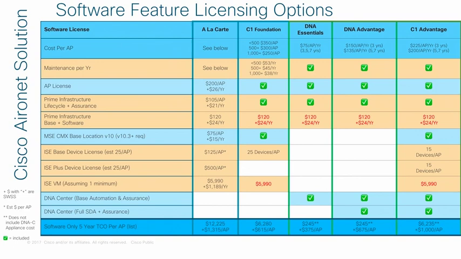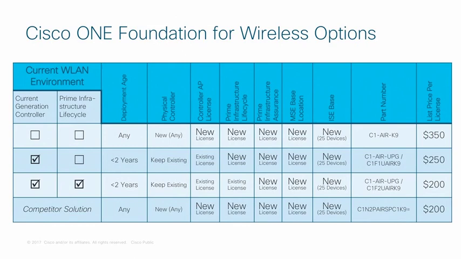Now that we've seen these side by side, I'd like to drill into a couple of these just for some more clarification. First of all, I want to talk about Cisco One Foundation. This is the permanent license. It's $350 list price for one new license. It includes the ability to connect any AP to any controller, a portable license. It includes Prime Lifecycle and Prime Assurance, and MSE base location and ICE base.